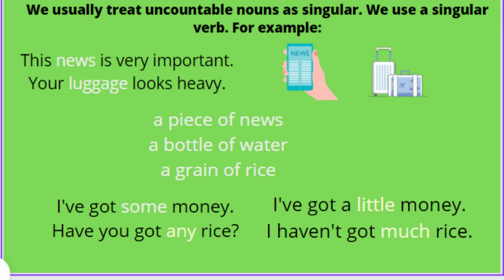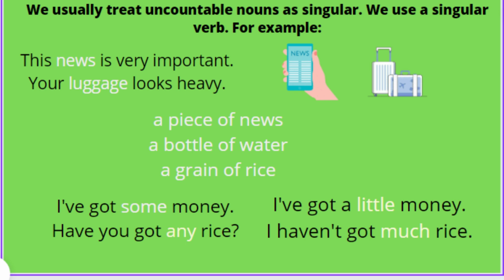Now, we can use some and any with uncountable nouns. I have got some money. Have you got any rice? Here, money and rice are uncountable nouns and we have used here some and any before the uncountable nouns. We can use a little and much with uncountable nouns, like I have got a little money, I haven't got much rice. Here, money and rice are again uncountable nouns and we have used here two words, little and much.